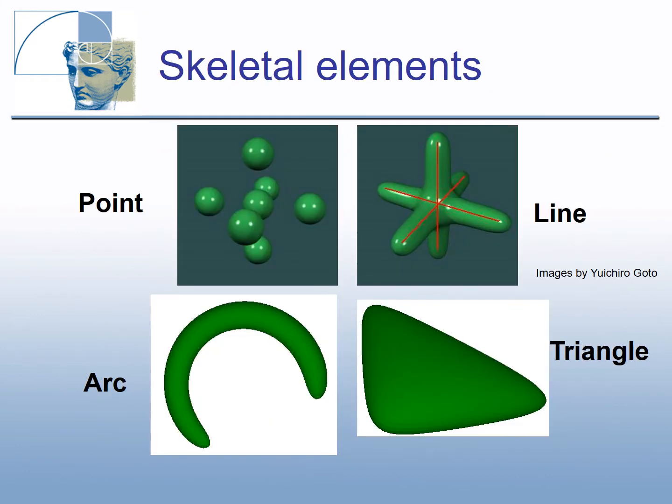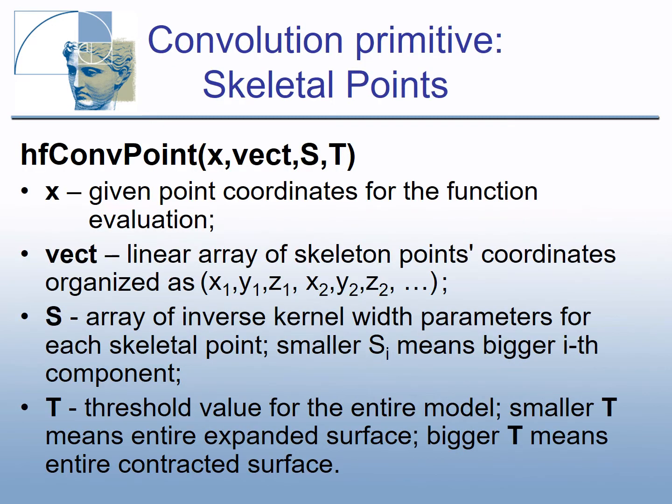Convolution surfaces allow for different skeletal elements such as point, straight line segment, circular arc, and triangle. Any combination of these elements results in smooth surface without unwanted bulges, which is usually a problem of skeletal surfaces. Let's consider all these primitives in more detail.